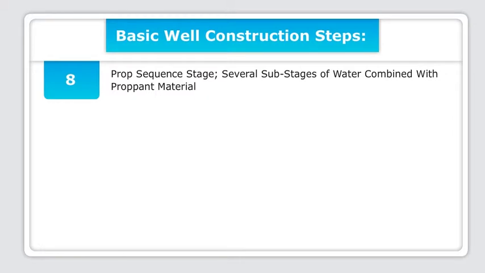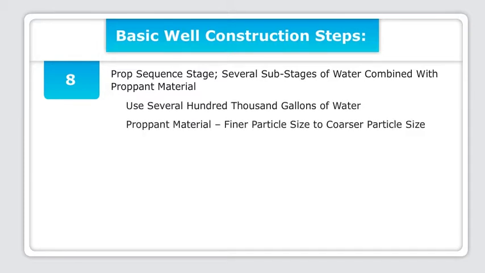8. Prop sequence stage, which may consist of several substages of water combined with proppant material, consisting of a fine mesh sand or ceramic material intended to keep open or prop the fractures created and/or enhanced during the fracturing operation after the pressure is reduced. This stage may collectively use several 100,000 gallons of water. Proppant material may vary from a finer particle size to a coarser particle size throughout this sequence.